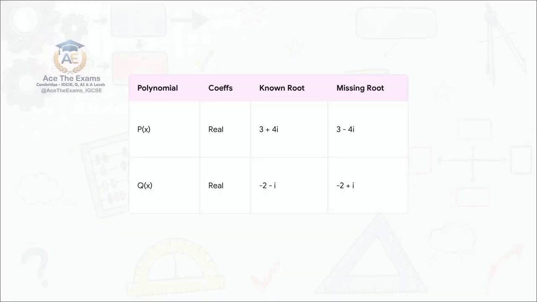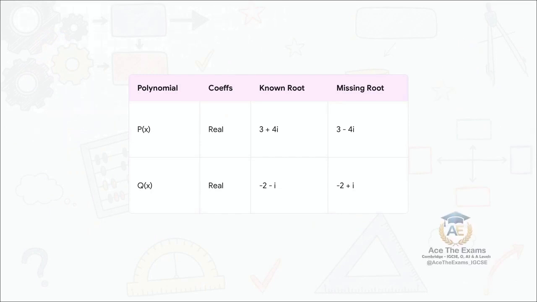Take a good look at the data in front of us. We have two polynomials here, p of x and q of x. I want you to extract the core trend from this table and mentally fill in the missing conjugate pairs. The clock is ticking in your head right now. Look very closely at the coefficients column. Do you notice how it explicitly states real for both of them? That right there is your absolute green light. Because the coefficients are definitively real, the established principle perfectly applies.